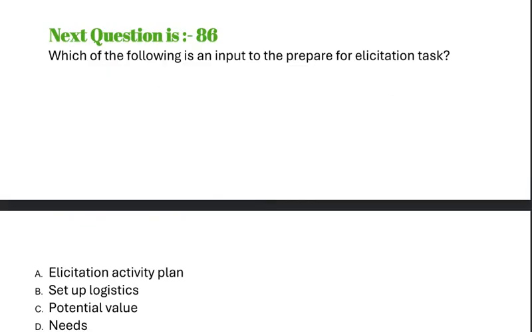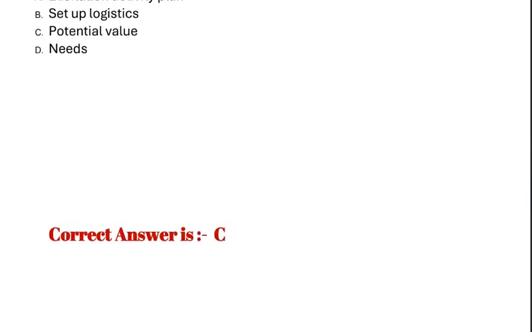Question is, which of the following is an input to the prepare for elicitation task? Option A, elicitation activity plan. Option B, setup logistics. Option C, potential value. Option D, needs. Correct answer is option C.